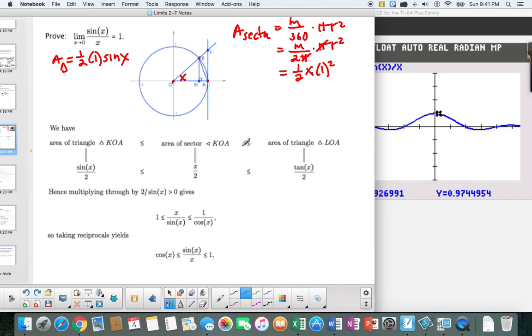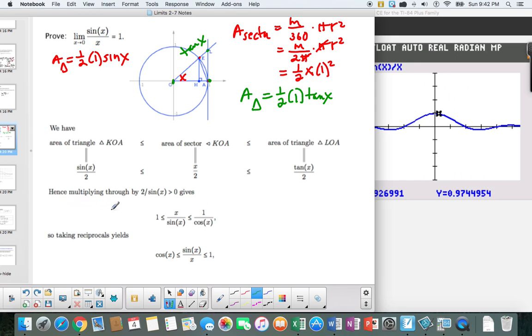Now we would like to figure out the area of the big triangle right here. The slope of this line is the tangent of x, and I know that because this is x, this is the sine of x, this is the cosine of x, and it's passing through the origin. So if the base is 1, then the height must be the slope, which is tangent of x. So the area of the triangle is 1/2 the base, which is 1, times the height, which is the slope of that line, the tangent of x. And that's how we get this.